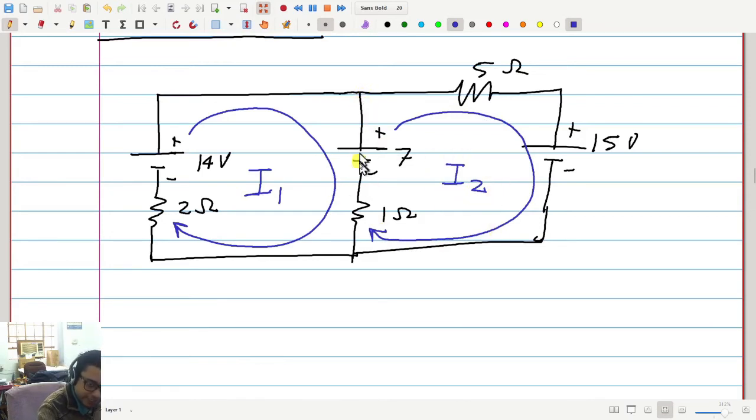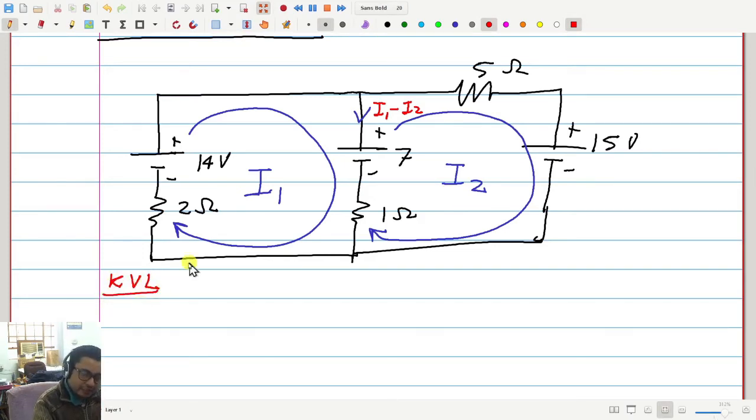Now you see in this middle branch, both the currents are flowing together. So therefore, in this middle branch, the net current will be I1 minus I2 downwards. So this is the net current flowing in the middle branch. Next, we will find out I1 and I2. How will we find out? For that, we will use KVL, Kirchhoff's voltage law.